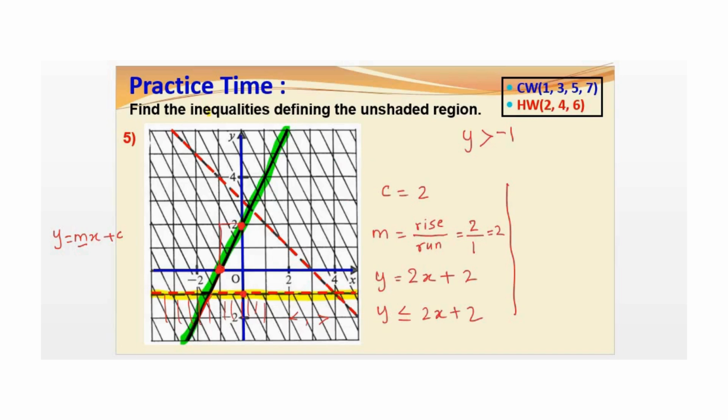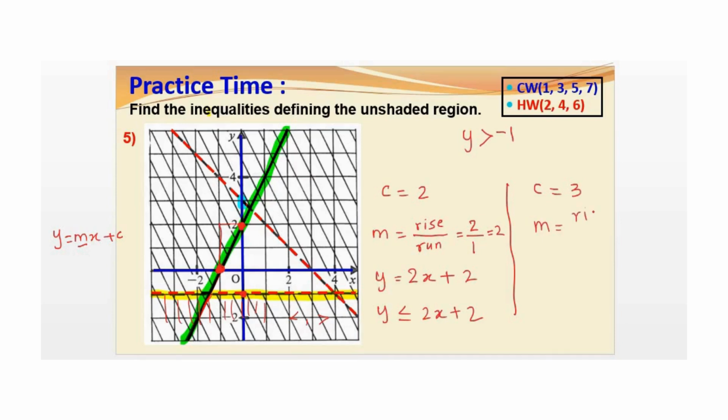Now let's make the inequality for this line, the blue one. Okay, how can you make it now? Look at this again. We have to follow the same steps. Where is the y-intercept? The y-intercept is here. So what is the y-intercept value? It's 3. So you will say C equals 3. Now find the value of M.